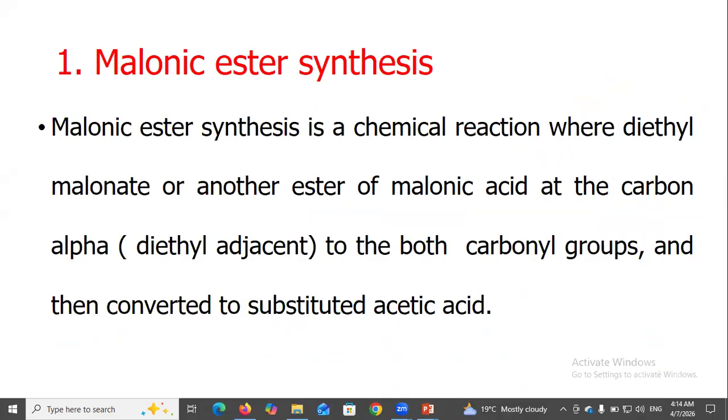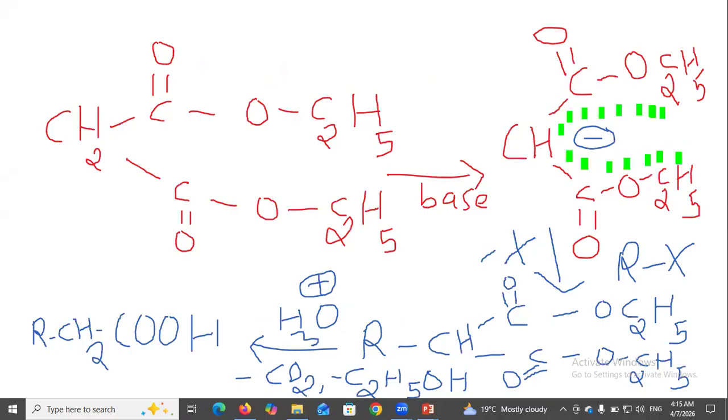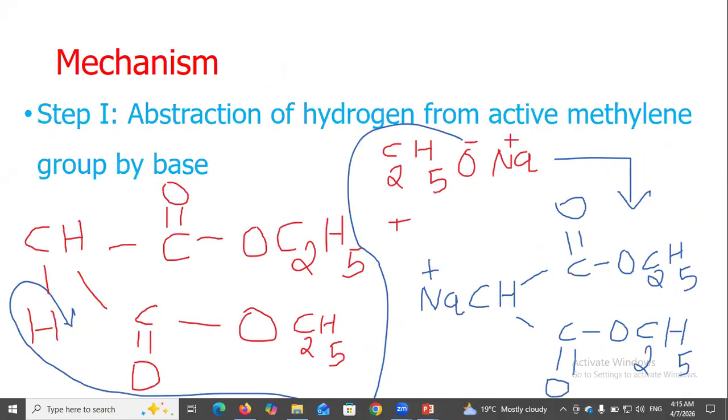Malonic ester synthesis is a chemical reaction where diethyl malonate or another ester of malonic acid adds a carbon alpha to both carbonyl groups and then converts it into a substituted acetic acid. Step 1: abstraction of hydrogen from the active methylene group by a base.